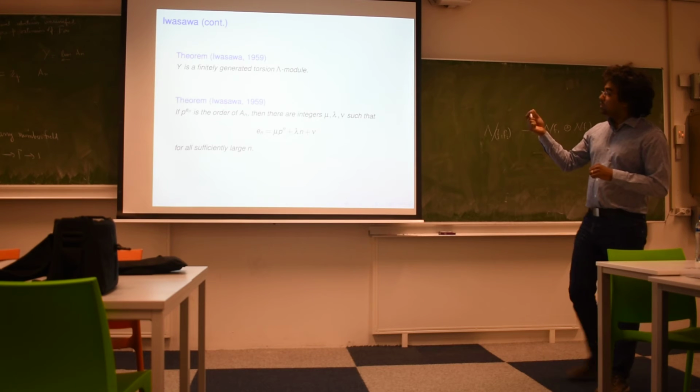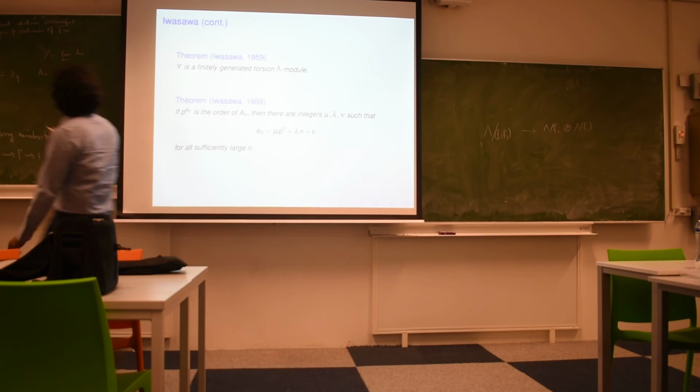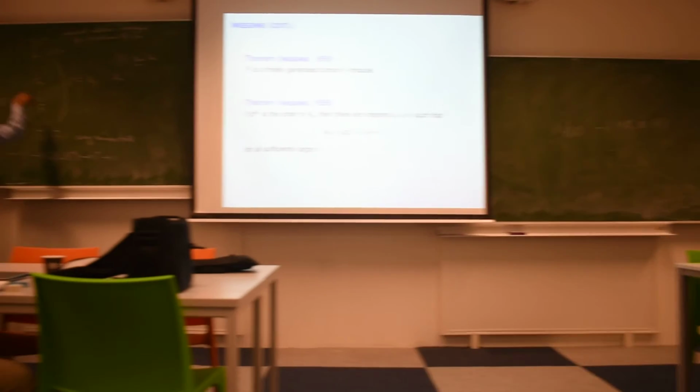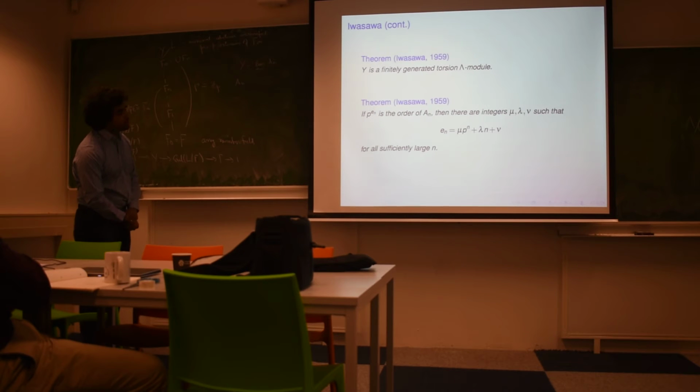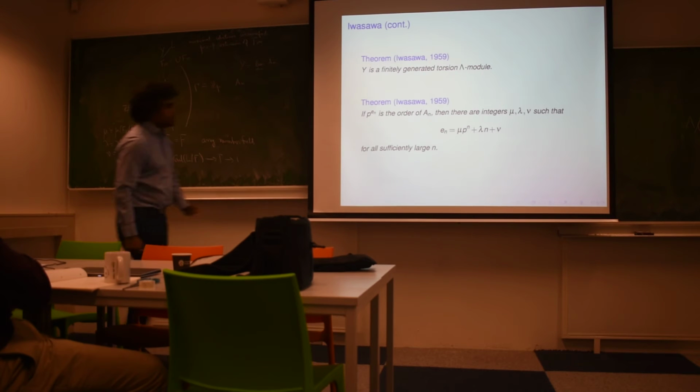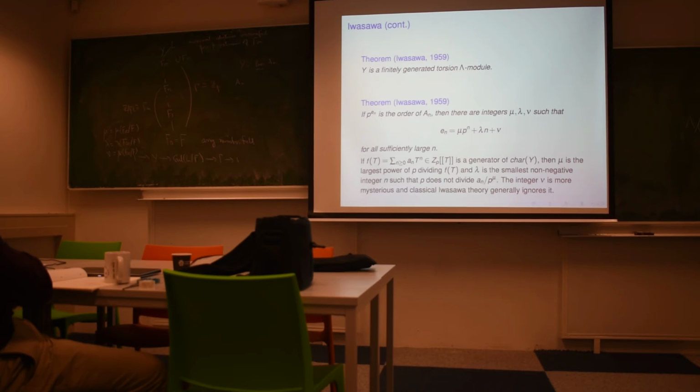He defined three invariants for this tower, F infinity over F. So mu is mu of F infinity over F, lambda is lambda of F infinity over F, and nu is nu of F infinity over F. He attached three invariants to this tower, and then the orders have to satisfy this formula. So where do these invariants come from?